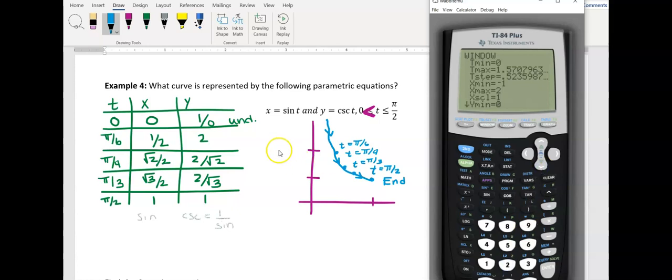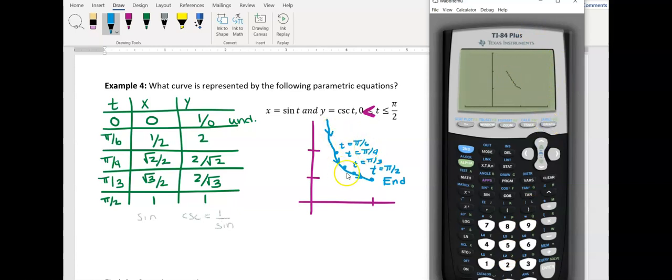And for my y values, it looks like I'm going from 1 to infinity, really. So maybe I can go from 1 to 3, or from 0 to 3. Maybe let's do 0 to 3. Okay, so let's see what this graph looks like.